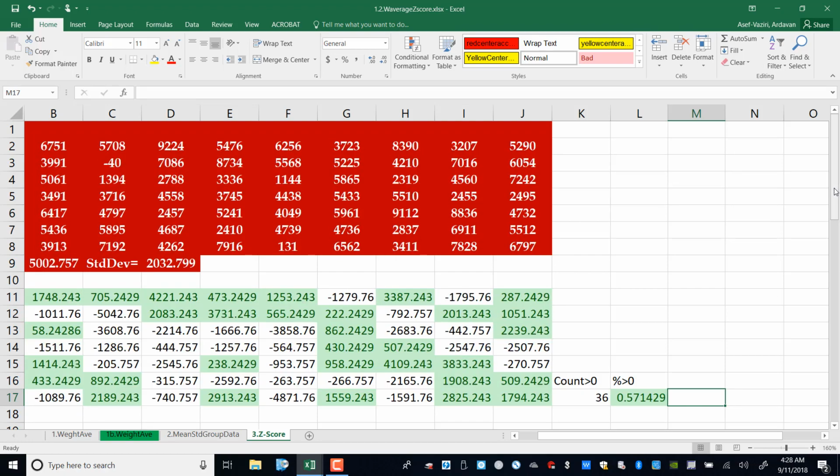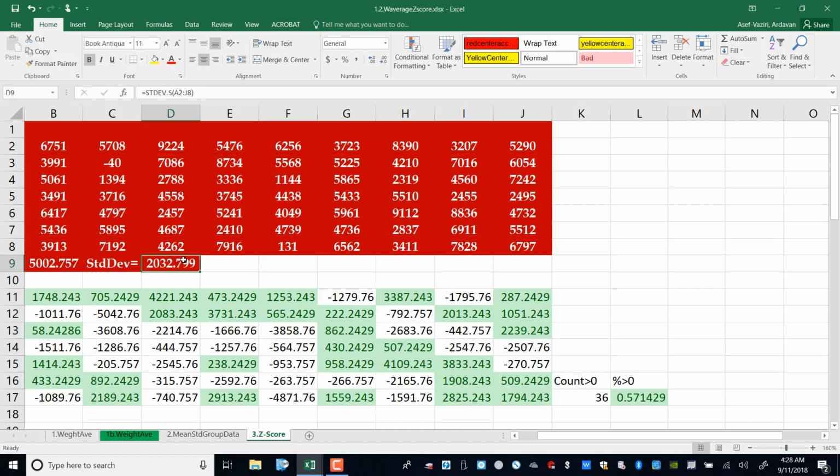Now one other step that I need in moving towards translating random variables into their standard form, into their z form, is to know what are these values. 473, 1253, negative 1279. But what are these? I need to standardize them. How do I standardize them? By dividing them by standard deviation.